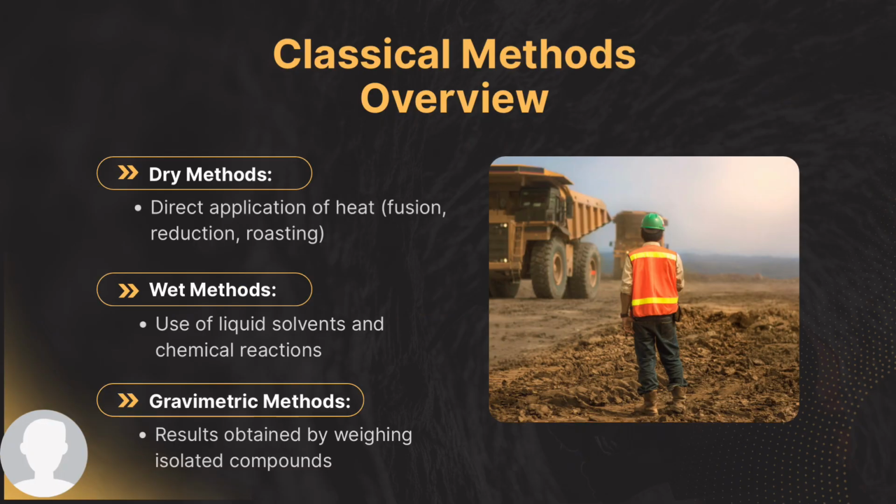Classical methods are broadly categorized into three approaches. First, dry methods rely on the direct application of heat, such as fusion, reduction, or roasting. Second, wet methods utilize liquid solvents to drive targeted chemical reactions in solution. Finally, gravimetric methods quantify a sample by isolating a specific chemical compound and measuring its precise weight.